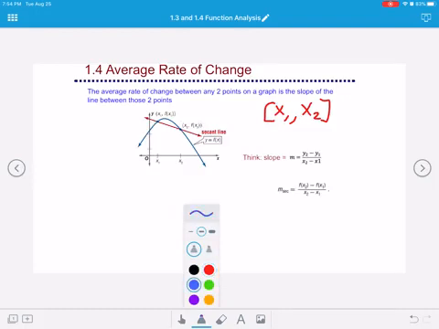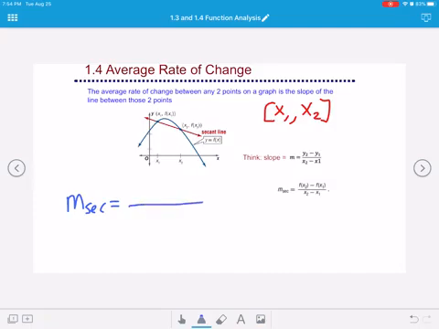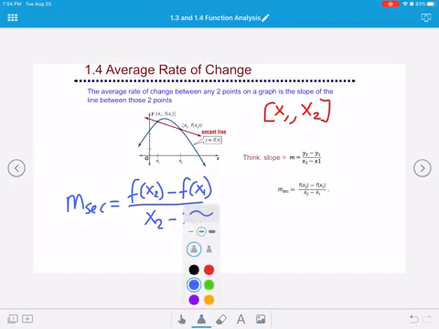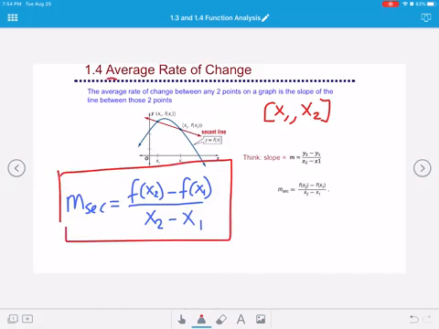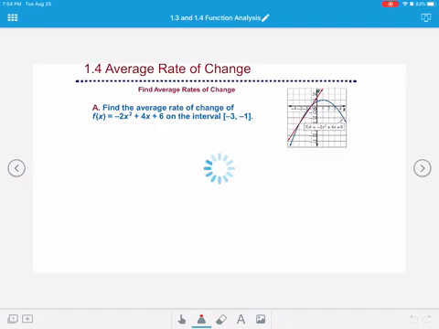So when we're doing these, our average rate of change is going to be our function of our second x minus our function of our first x, divided by our second x value minus our first x value. And this is the equation you're going to use all the time whenever you see average rate of change. So let's try an example.